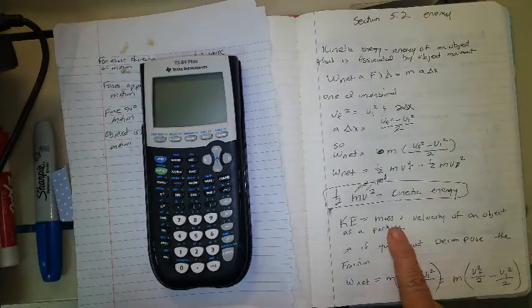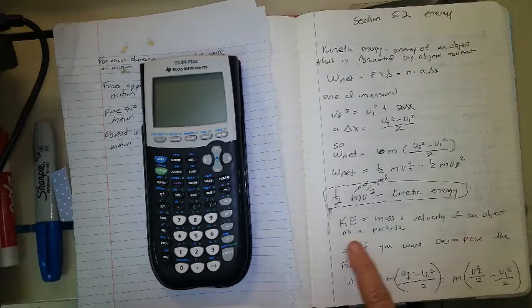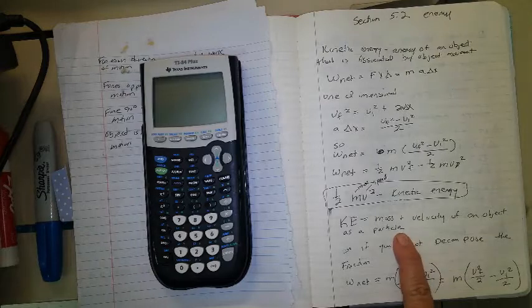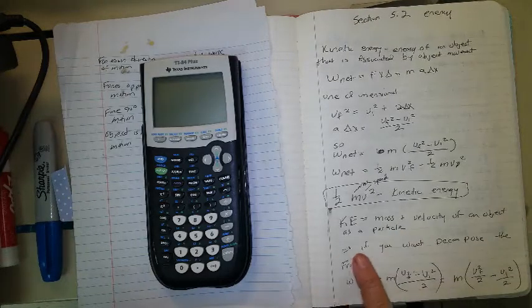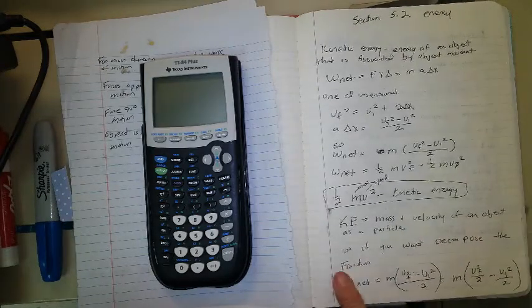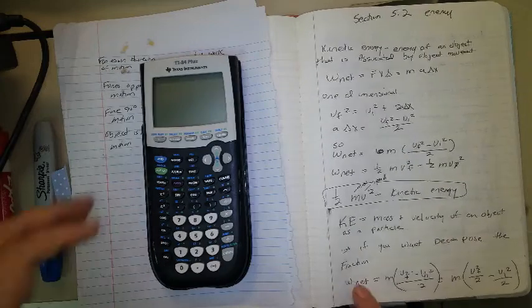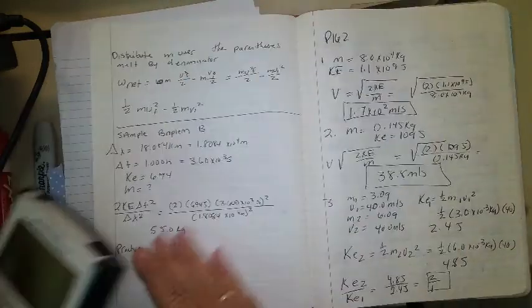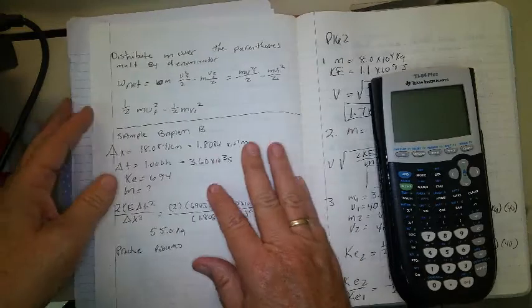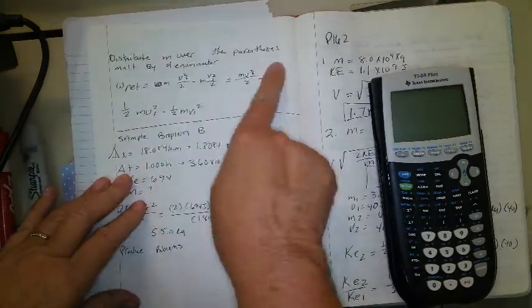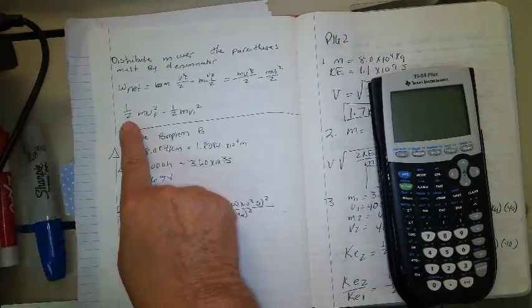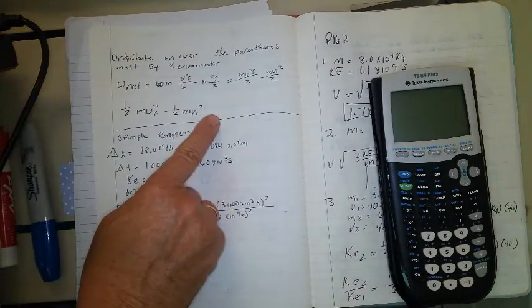Kinetic energy, mass and velocity of an object as a particle, so they come as a whole. If you want to decompose the fraction, here is our equation, and then it shows you how you distribute m over the parentheses to come up with the equation that we'll be using in class.